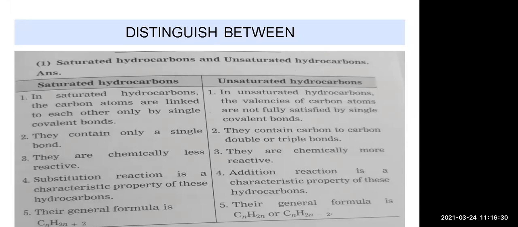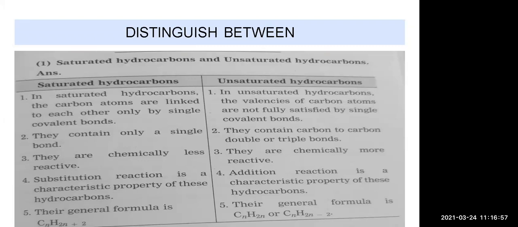Now what happens if a double bond is present, for example CH2 double bond CH2? If CH3 is present, there will be a single bond, but if CH2 is present, there will be a double bond. This double bond can be removed by adding hydrogen. That's why an addition reaction takes place. Whenever you add hydrogen, the double bond will be removed.